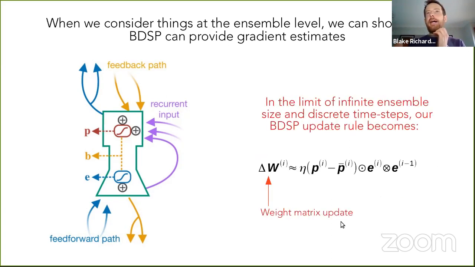Then we did an analysis where we asked, okay, let's say we take our BDSP rule and we imagine infinite ensemble sizes, which is obviously nonsense, but it helps with the math. Let's imagine infinite ensemble sizes and discrete time steps. What becomes of the BDSP update rule?